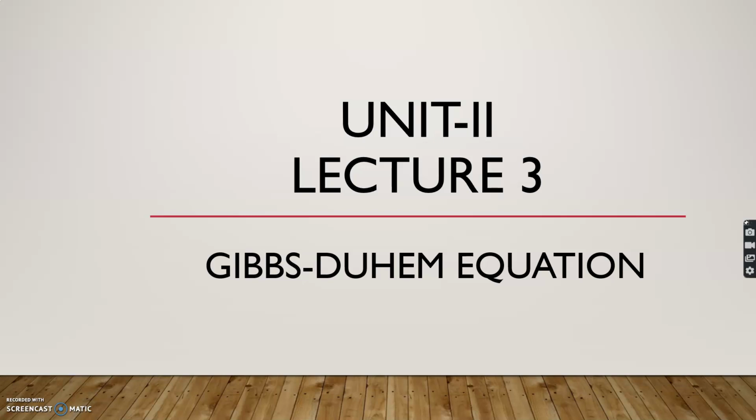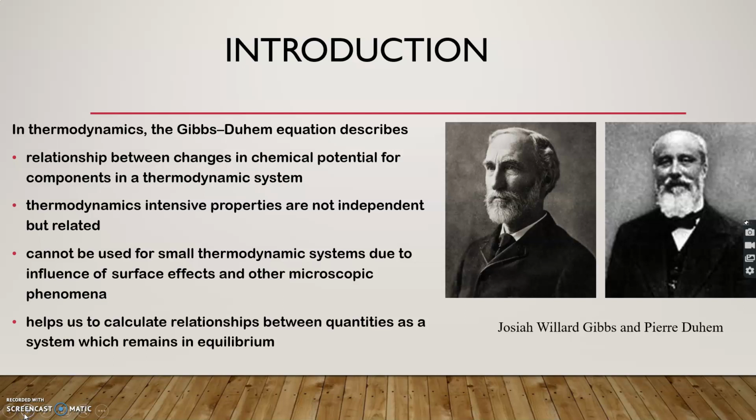Here we will discuss the Gibbs-Duhem equation and try to derive it. The Gibbs-Duhem equation is named after two scientists, Josiah Willard Gibbs and Pierre Duhem. This equation in thermodynamics describes the relationship between changes in chemical potential for components in a thermodynamic system, and it states that the intensive properties are not independent but are actually related.